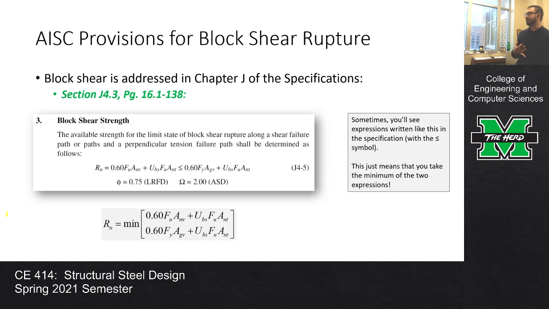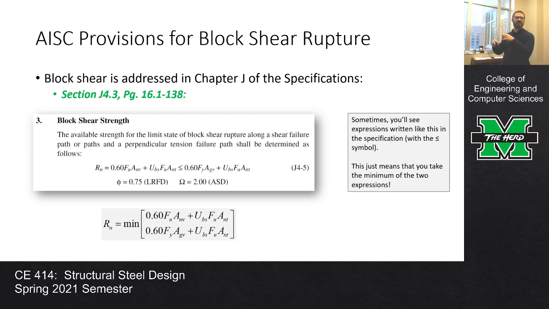So if you go to section J4.3 on page 16.1-38, I hope everybody's going to that. Now, one of the things that you'll find is that we're no longer in chapter D. Chapter D was the chapter on tension members. We are now in chapter J. And chapter J is a whole new chapter of the spec.